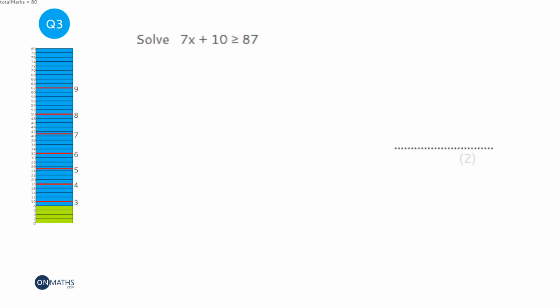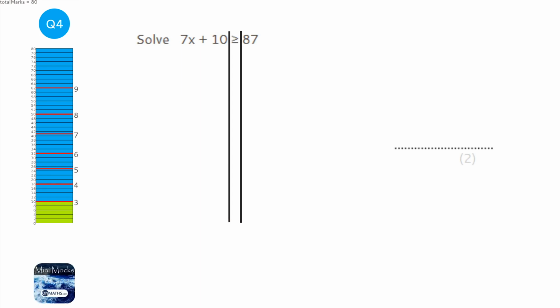Okay, the way you solve these is exactly the same as where you solve an equation. It's just you've got an inequality sign here. So we're going to put our lines in, probably way too long, and we're going to try and get x on its own. So the first thing we're going to do is take away 10 from both sides.